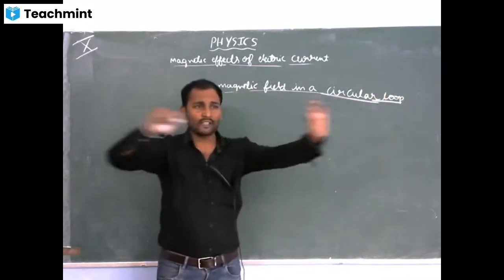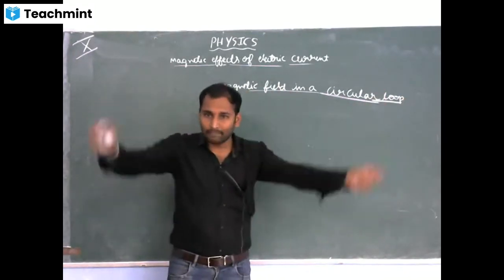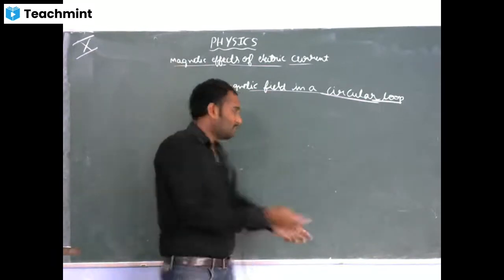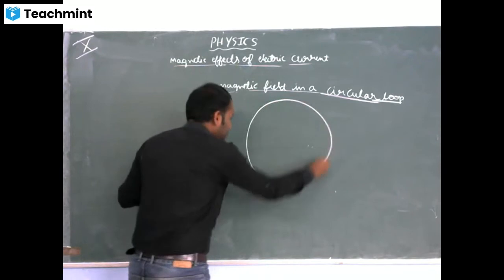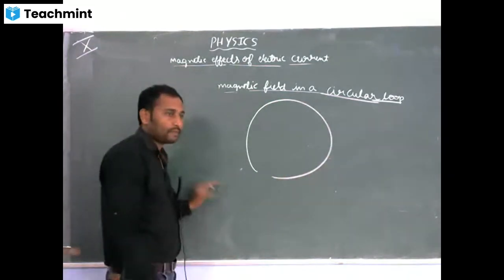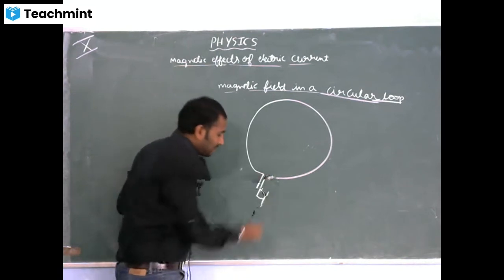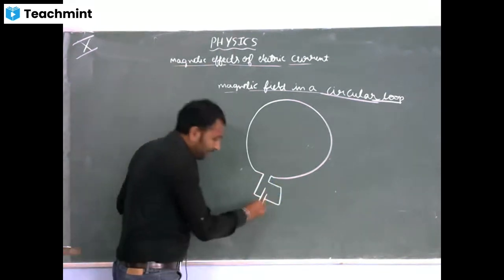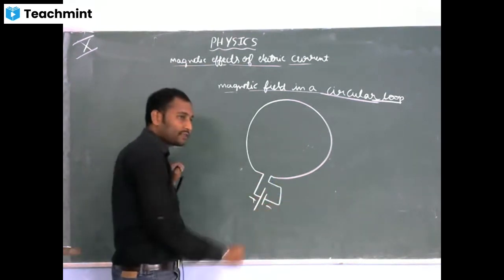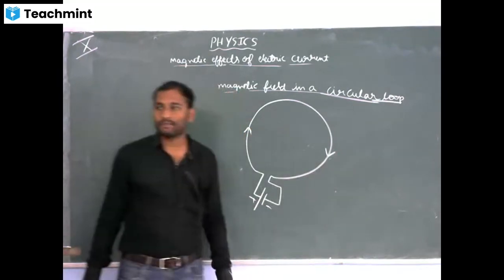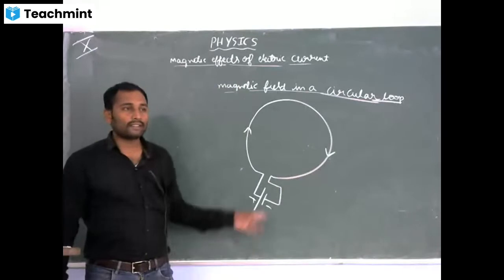So earlier I was using a straight conductor, now I will bend it in the form of a circle. This is how it is now. This is connected to the positive of the battery, the other end is connected to the negative of the battery. So the current direction is from positive to negative. Clear? So now what is our purpose?